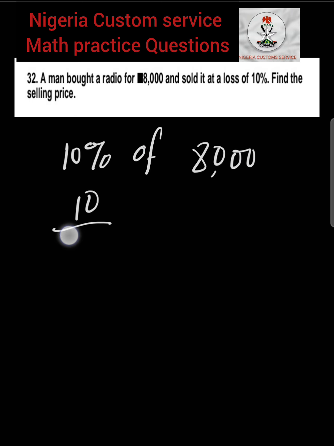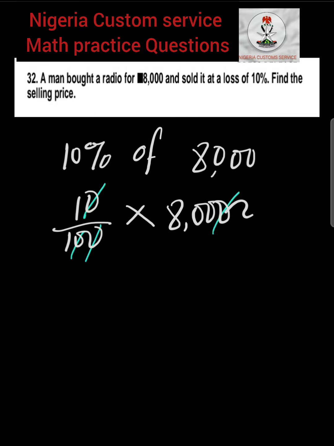10% of 8,000 is the same as 10 divided by 100, then multiplied by 8,000. Then we just simplify this. This 0 here is going to cancel one of the 0s, then this cancels this. So we are left with 1 multiplied by 800, which is 800. Therefore 800 is the 10% of 8,000.